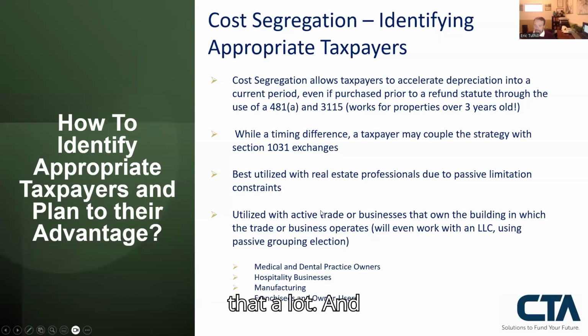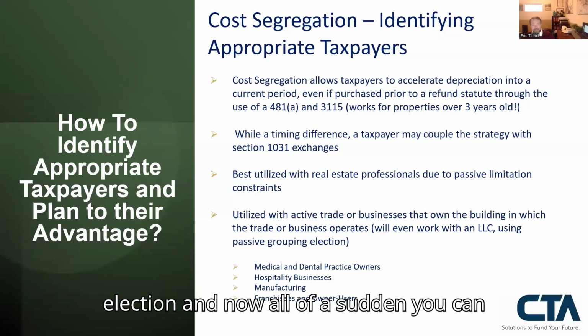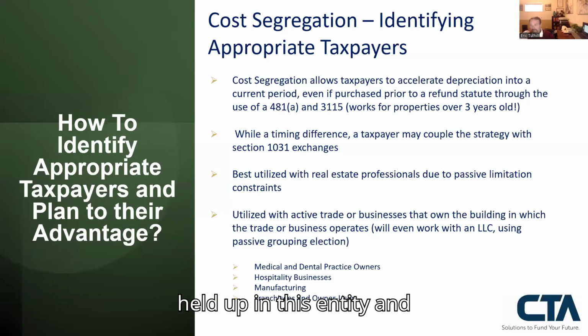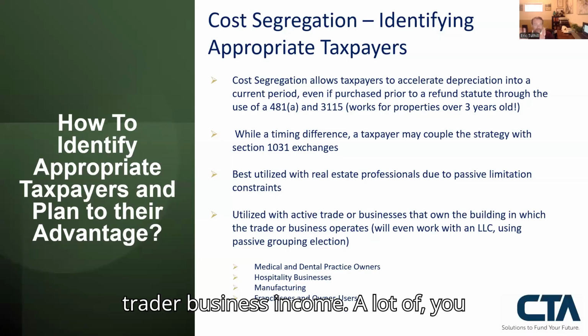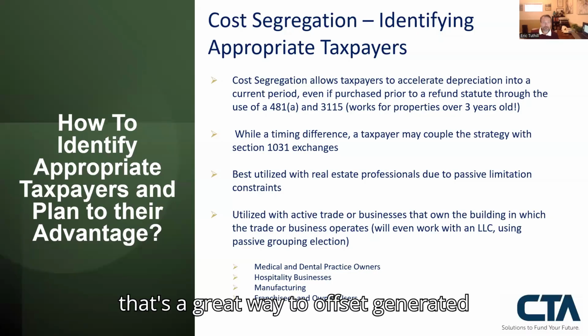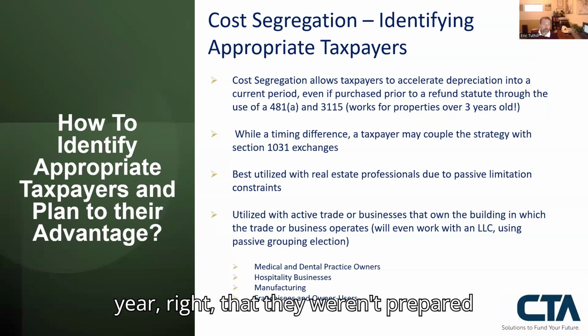And so you just make this passive grouping election, and now all of a sudden you can access all that depreciation that was held up in this entity, and you can use that against the active trade or business income. A lot of practitioners don't really know that you can do that, but that's a great way to offset generated activity. I mean, a bomber year, right? That they weren't prepared for.